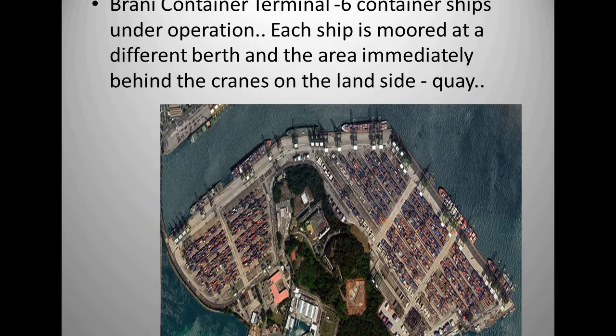In the picture we are seeing a container terminal, where we can see six ships which are anchored or parked for loading and unloading. So 1, 2, 3, 4, 5, 6. Six ships are there, and we have different cranes for loading and unloading of the cargoes. This land area is called the quay, and this is called berthing, the berthing of the ships.